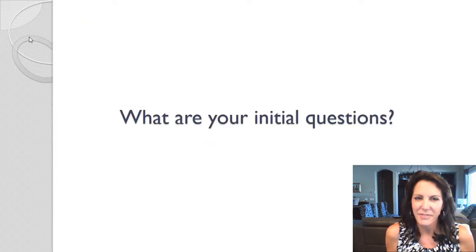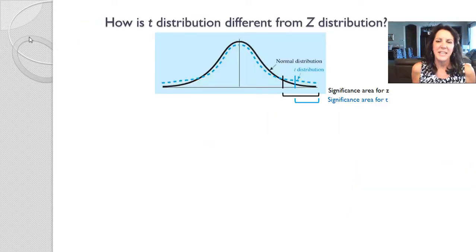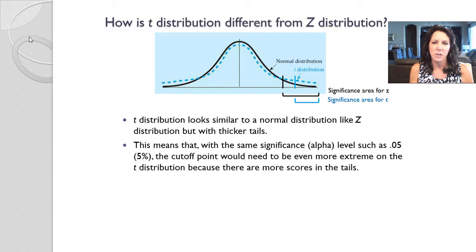So let's get started. The t-distribution is what we're using this week because we do a t-test when we don't know the population standard deviation. In this one-sample t-test, we know the population mean, but we don't know the population standard deviation. So the t-distribution is a little bit different than the z-distribution.